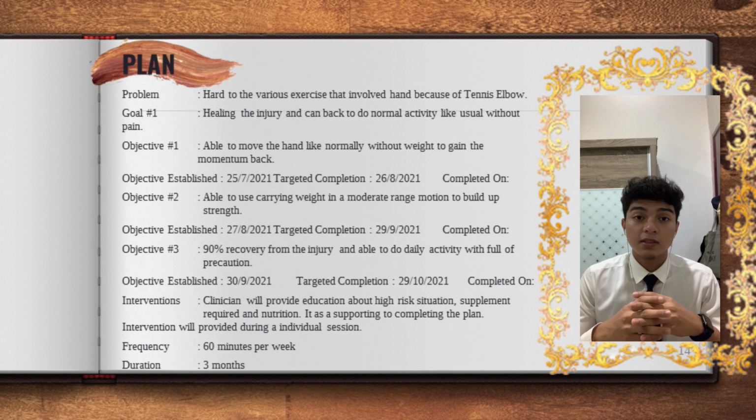For intervention, the clinician will provide education about high risk situations, required supplements and nutrition as support to completing the plan. Intervention will be provided during an individual session. For this treatment plan, we have provided a frequency of 60 minutes per week, and we target this treatment plan to be done in just 3 months. So that's all for the treatment plan.